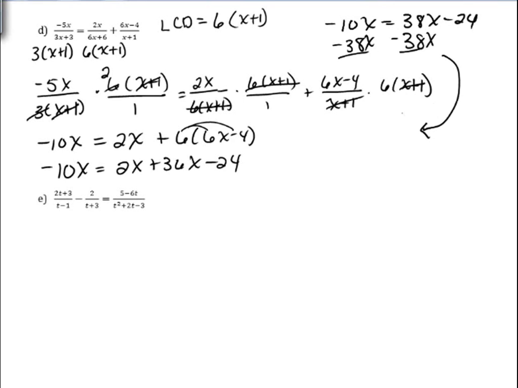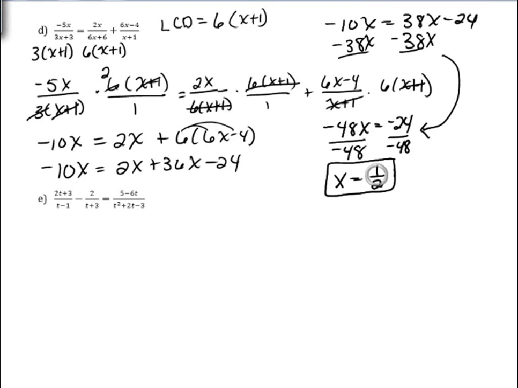I'm just going to write that down here. And negative 10x and negative 38x is negative 48x. And it's equal to negative 24. And one more step, and that's to divide by negative 48 on both sides, leaving us with x equals 1/2. Again, you need to make sure that you check and see that this 1/2 won't cause us to divide by 0, and the only number that would cause us to divide by 0 in this example is negative 1. So our x equals 1/2 is our solution.